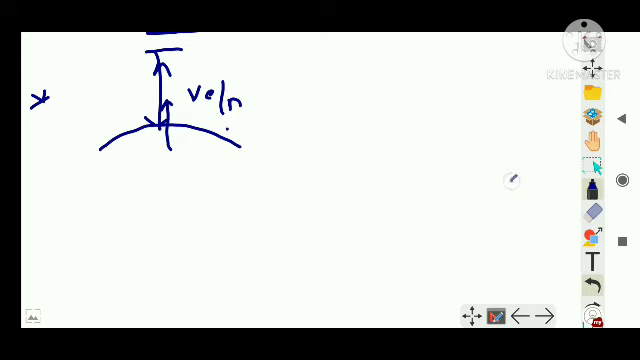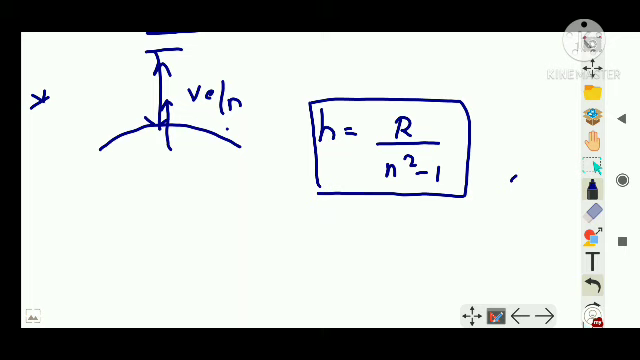Need not go for the derivation part, guys. The height achieved can be written as r divided by n squared minus 1. That is, if an object is thrown up with velocity ve by n, where ve is the escape velocity, then the height achieved can be written as h is equal to r divided by n squared minus 1. Clear?